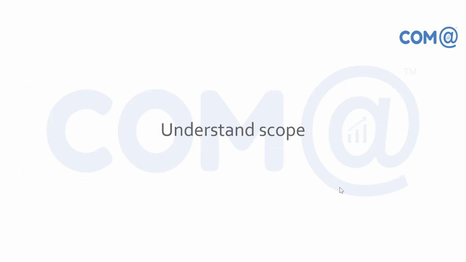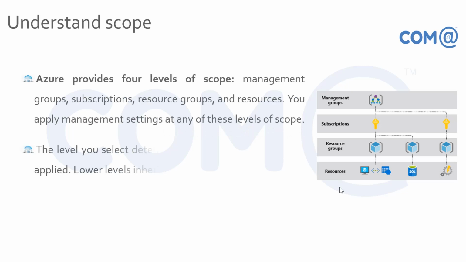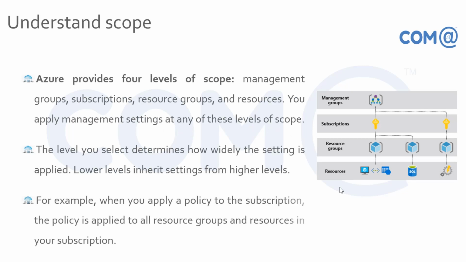And understanding the scope. Azure provides four levels of scope: management groups, subscriptions, resource groups, and resources. You apply management settings at any of these levels of scope. You can apply at the management group level, subscription level, resource group level, or at the resource level. The level you select determines how widely the setting is applied. Lower levels inherit settings from the higher levels.